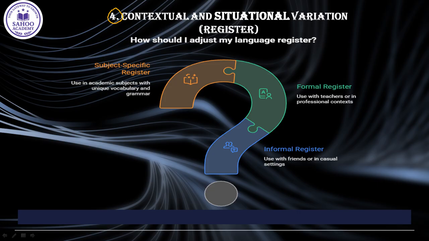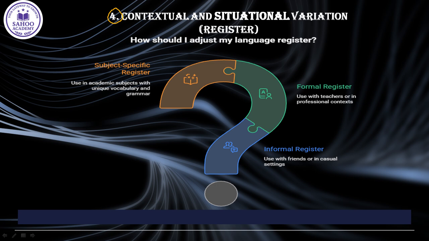So let's come to the word register. What is a register? We have already discussed it in our previous episode. Simply put, a register is how language changes based on the situation, the topic, and the relationship between the speakers. Registers can be subject specific, formal, and informal. It's the verbal equivalent of choosing the right outfit for the right occasion. I had just given this example in my previous episode.